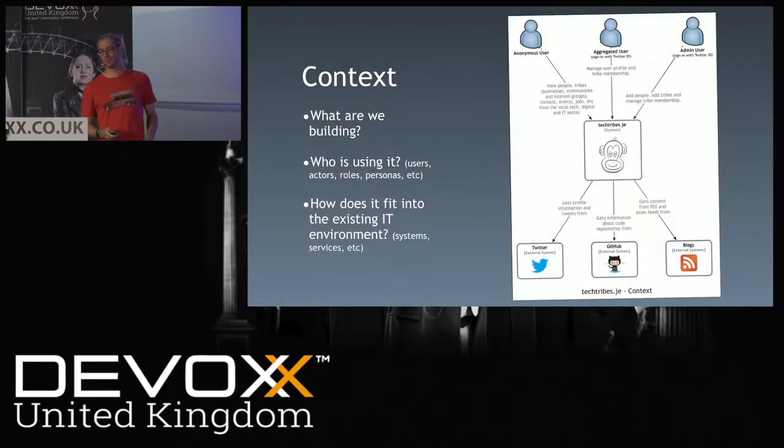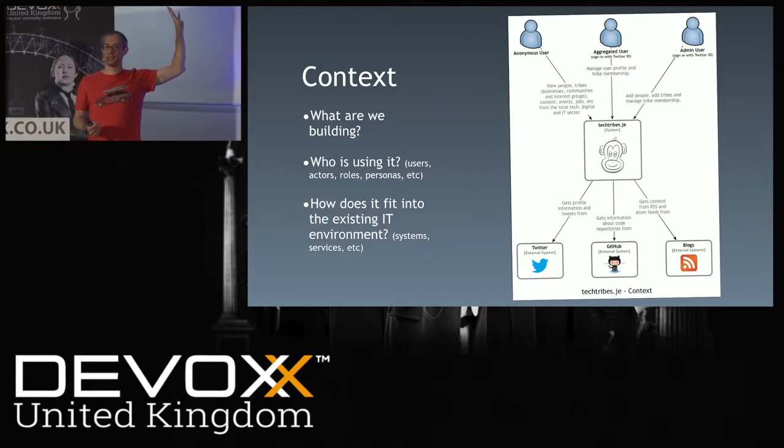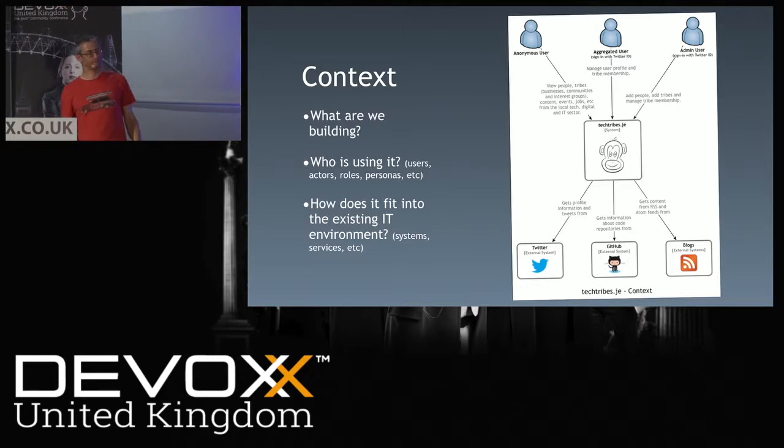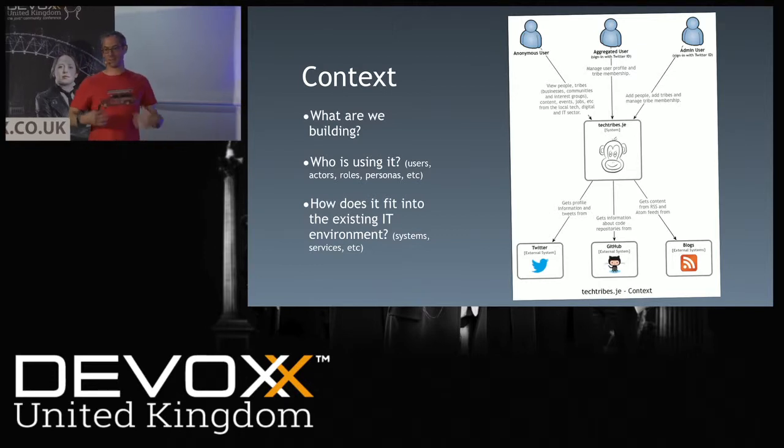Quick example for you. When I moved back to Jersey, I basically built this as a content aggregator. It lists local tech people, tech businesses, blog posts, events, and jobs. It's called techtribes.je. This is a system context diagram for my system. That monkey thing there in the middle is my system. There are a bunch of different types of users and a bunch of system dependencies. So we're pulling profile information from Twitter, blogs, and stuff from GitHub.